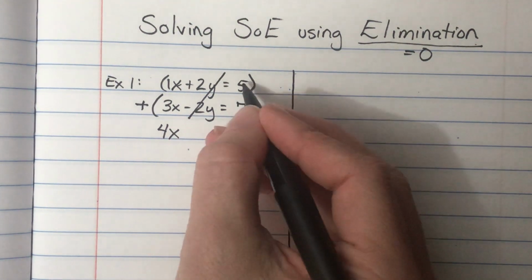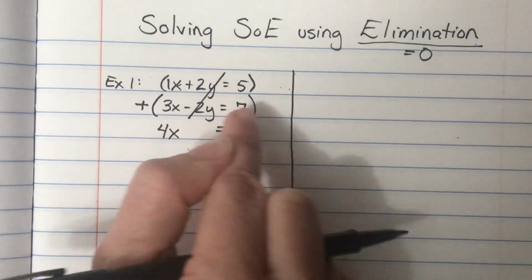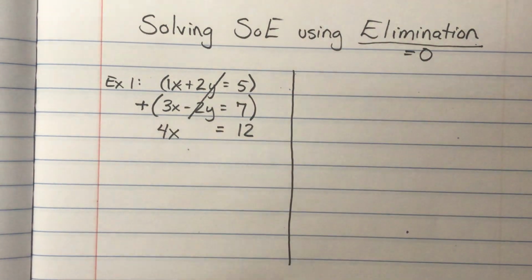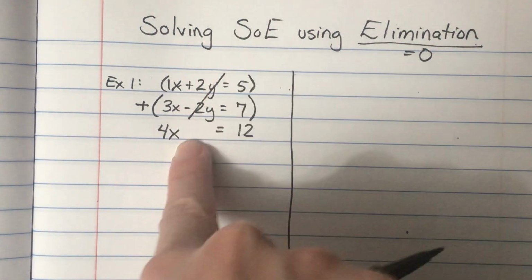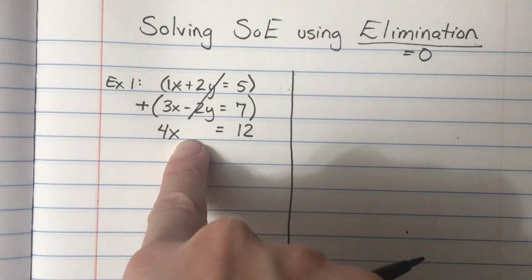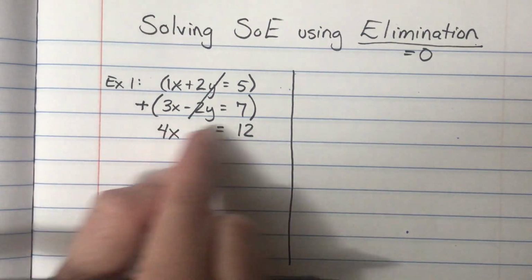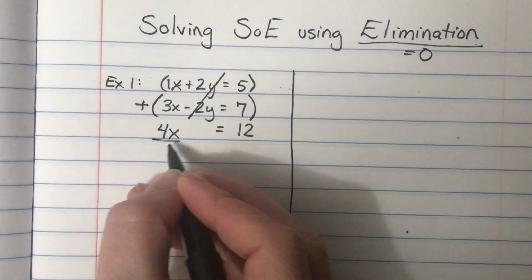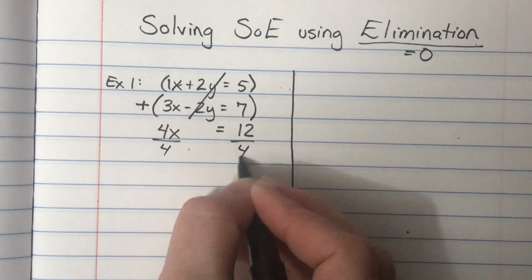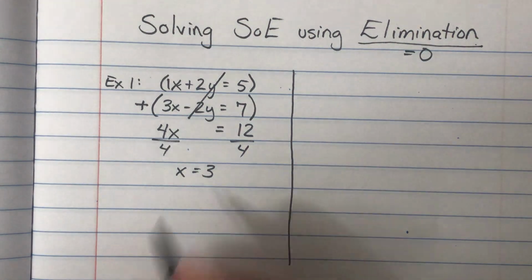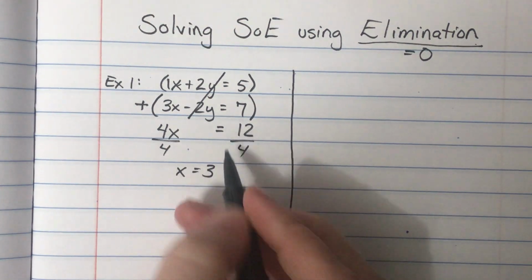And then we've got equal to, well, then we're going to add our elements that are just numbers. So 5 plus 7 actually equals 12. Now, notice what's nice about this. The y's have been eliminated because we added them together and got 0. And now we're left with just x, and we've got 4x is equal to 12. The only step left is to simply divide by 4 in order to get x by itself. So x equals 3. And then I have solved for my x value.